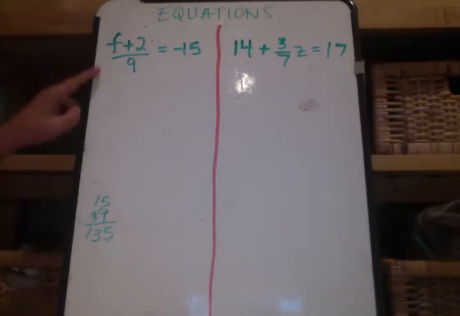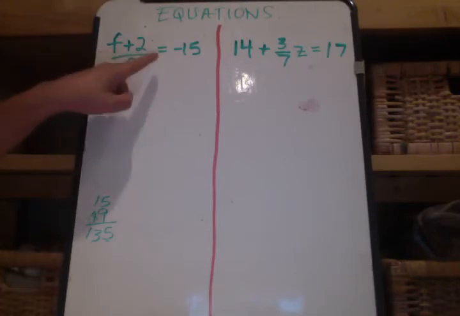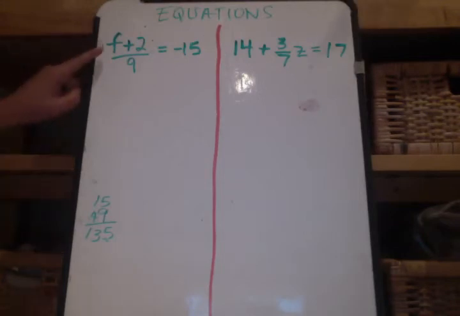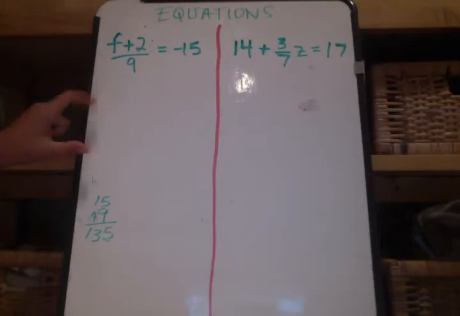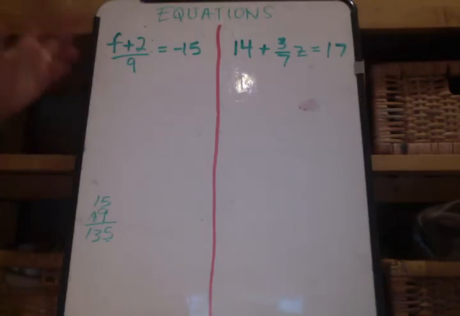This first one here has f plus 2 over 9 equals negative 15, and we want to solve for f. So our equation, we eventually want to say f equals some number. But if you notice here, f is a numerator in this fraction. So how are we going to do that?